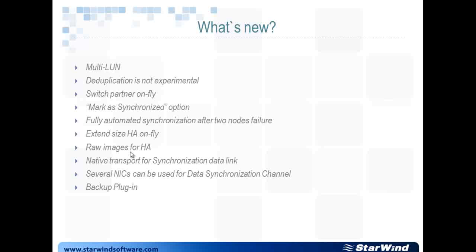Next is the Mark as synchronized option. It allows you to mark unsynchronized HA devices as synchronized without actual data synchronization. This command can be used in disaster recovery after the failure of both HA nodes. For example, if some hardware was damaged on one of the nodes, but it is impossible to replace and fix it immediately, you can easily mark the undamaged node as synchronized and replace the second one, and that's it. So it's a disaster recovery plan.